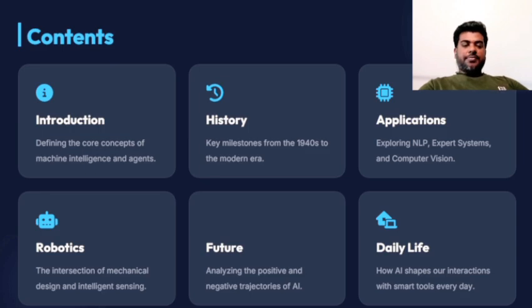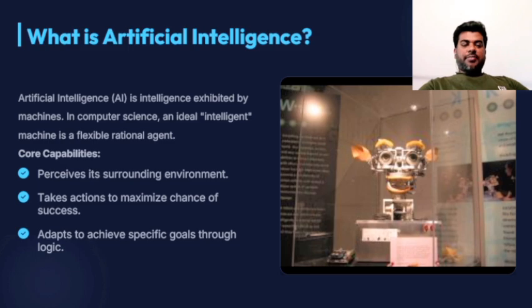Now we'll go to slide 3, which covers the definition part. The question asked is, what is artificial intelligence? And the visual that you see is definition text. So what exactly is AI? At its core, artificial intelligence is intelligence exhibited by machines, as simple as that. And in the world of computer science, we define an ideal intelligent machine as a flexible, rational agent. This means it's a system that can perceive its environment and take calculated actions to maximize its chances of success. Unlike a standard calculator, an AI adapts its logic to achieve specific goals.